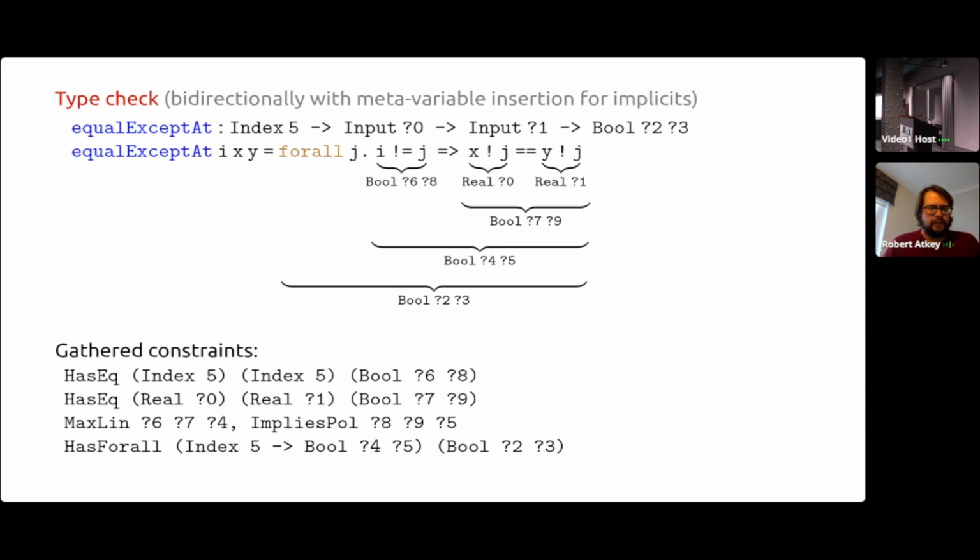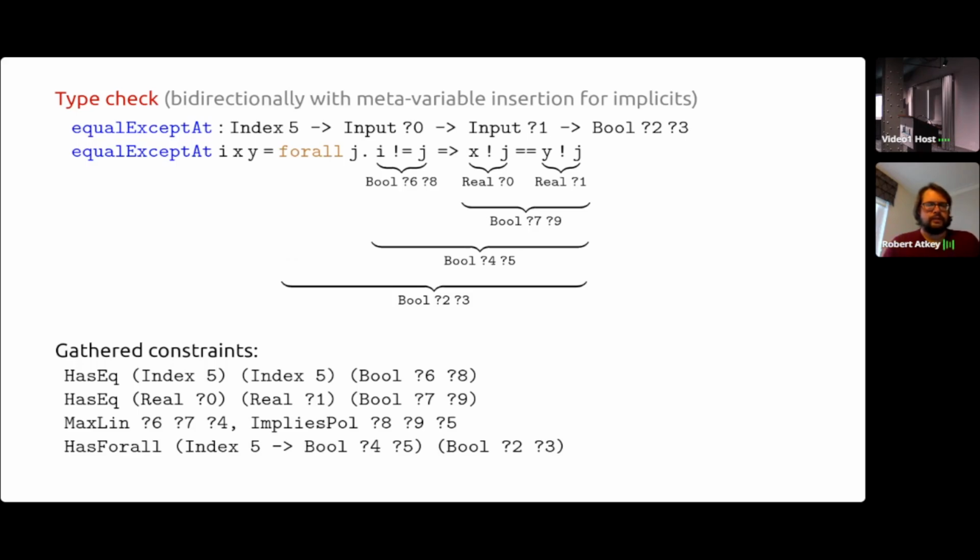And down here, we can see the constraints that were gathered. So this disequality, the first disequality that's annotated with a bool 6-8, gives rise to this first constraint, has EQ, going to compare two indexes, and that will result in some Boolean. And then the other has EQ comes from the second equality, the third line of constraints comes from the use of implication, and the final constraint comes from the use of for all.